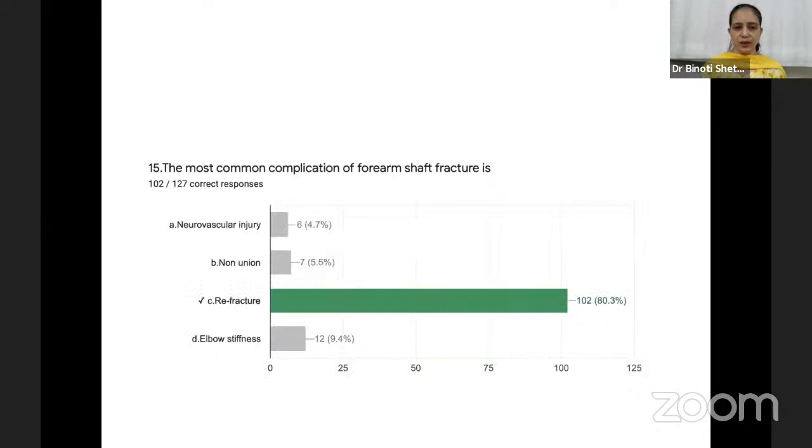The most common complication of forearm shaft fracture is neurovascular injury, non-union, refracture, or elbow stiffness. So this was nicely demonstrated by Rujuta in a case. So refracture is the most common, and almost 80% have got it right.